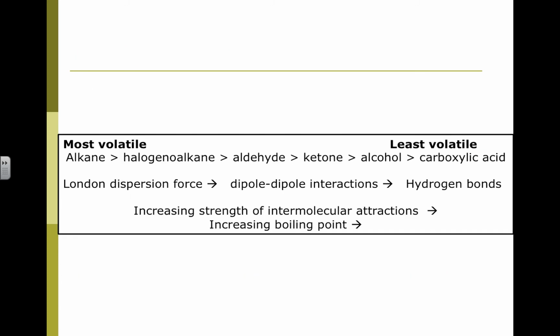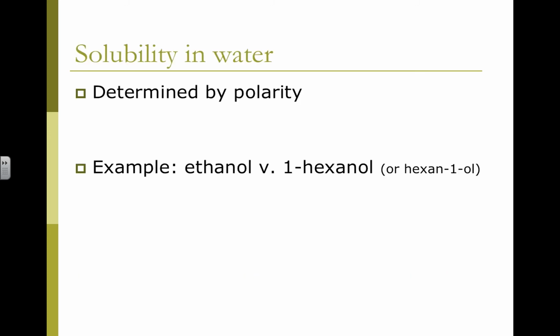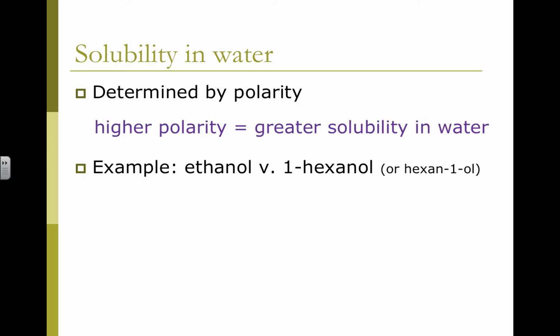Okay, our other physical trend is solubility, and we're talking about solubility in water. So these are all determined by the polarity. So alkanes, alkenes, and alkynes, well, they're all nonpolar. They are not going to be soluble in water. They would be soluble in other nonpolar solvents. Remember, like dissolves like. And the larger the alkane chain, the lower the solubility. But the more polar the compound, the more soluble it is in water.